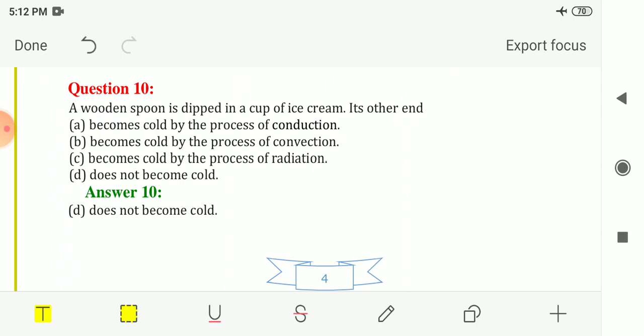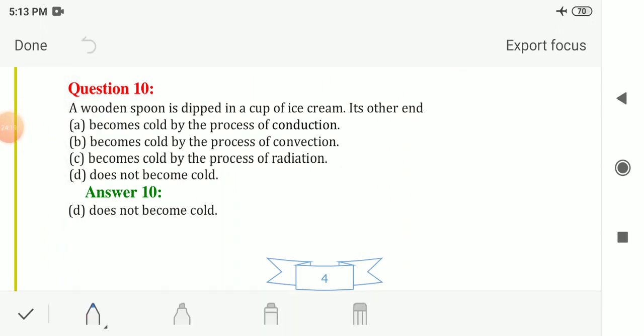Next question, question 10. The question is, a wooden spoon is dipped in a cup of ice cream, and its other end, the options are given to you: becomes cold by the process of conduction, becomes cold by the process of convection, becomes cold by the process of radiation, and option D is does not become cold. So your answer is option D, does not become cold.